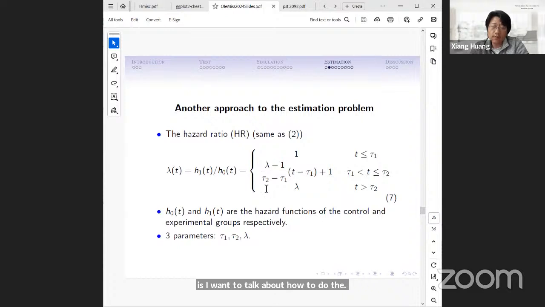Using the same model, the hazard ratio model, previously we talked about how to test the trial data. Then another question is, given some trial data, how to estimate the transition period and also the hazard ratio lambda. In this model, there are actually three parameters: tau 1, tau 2, and lambda. And how do we estimate these three parameters?